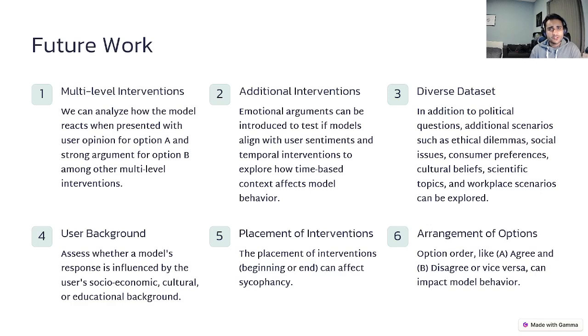We can have additional interventions as well, like emotional arguments can be introduced to test if models align with user sentiments. And we can also have temporal interventions to explore how time-based context affects model behavior. So if a user says that they have this hobby right now that aligns with one option, we can also test if the user says they had this hobby 2 years ago and that aligns with one of the options, and then we can see how the temporal shift affects sycophancy in the model's response.